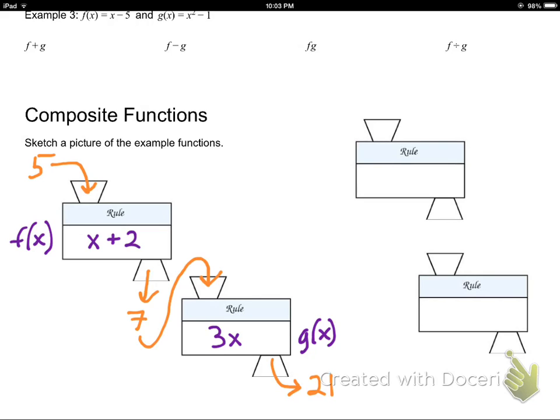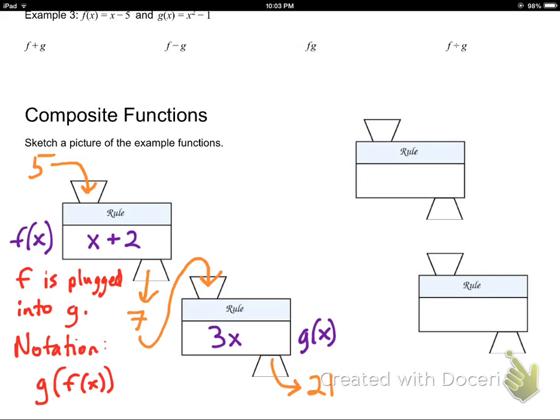If we call the functions f of x and g of x, then we say f is plugged into g as a function. The notation there is g of f of x. Notice that f of x is on the input of g of x.